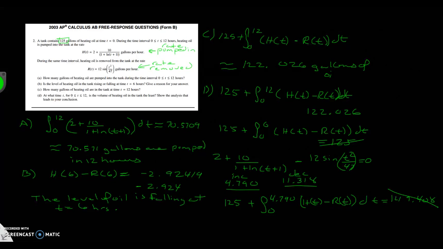But to be quite honest, since you already did part C, plugging in those numbers on your TI-89 is not that difficult. And now the last point that we need to test is 11.318. And when you do this, you get 125 plus the integral of h of t minus r of t dt, and that gives you approximately 120.026 gallons of oil.